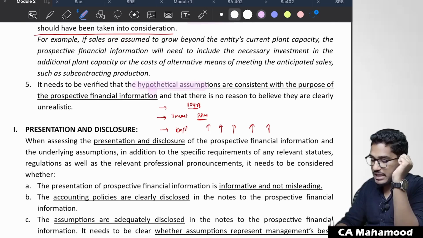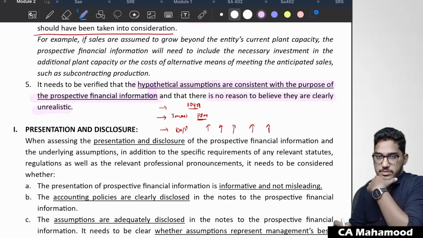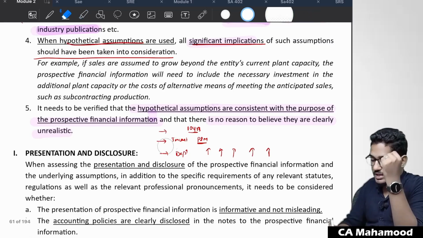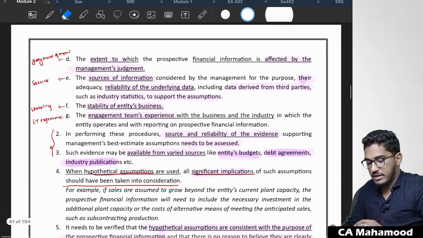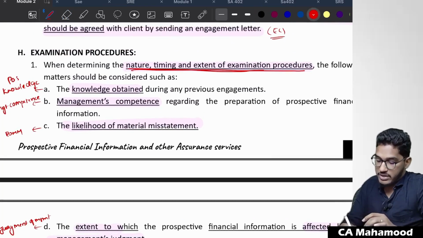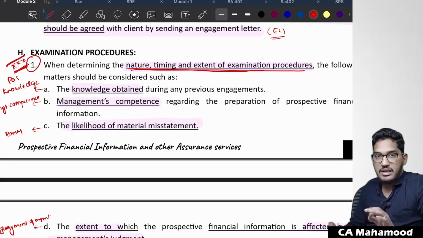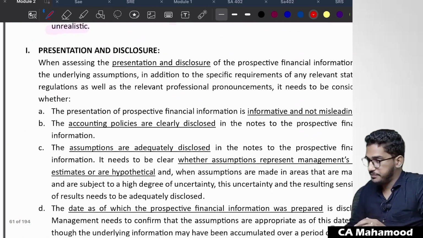Next, it needs to be verified that hypothetical assumptions are consistent with the purpose of prospective financial information, and there is no reason to believe that they are clearly unrealistic. You have to check the reality of the hypothetical assumptions also. So this is regarding the things which you have to keep in mind regarding nature, timing, and extent of the procedures. As you could see, nothing new here. Everything is very simple. The most important thing is the first point. They might ask you a question: what are the factors which an auditor should consider in determining nature, timing, and extent of procedures regarding prospective financial information? Then you are required to write those 6 points, whatever summary I have written for you.